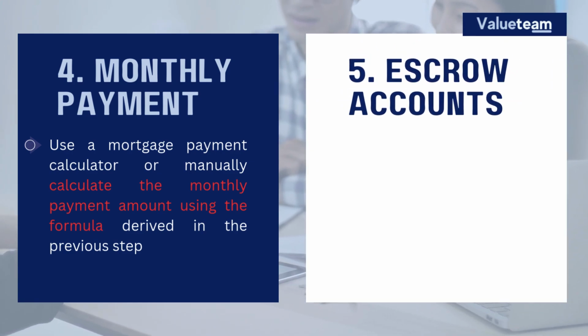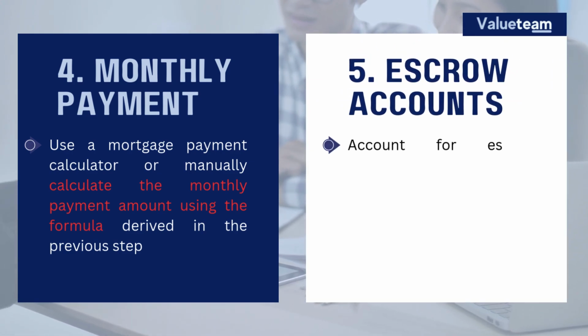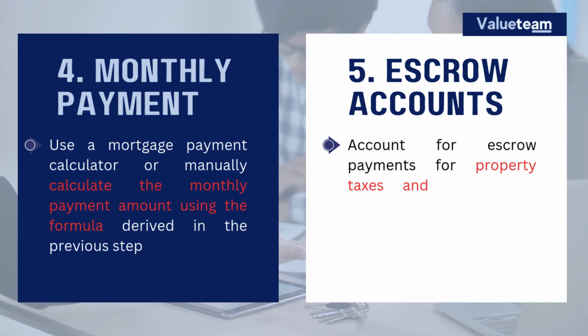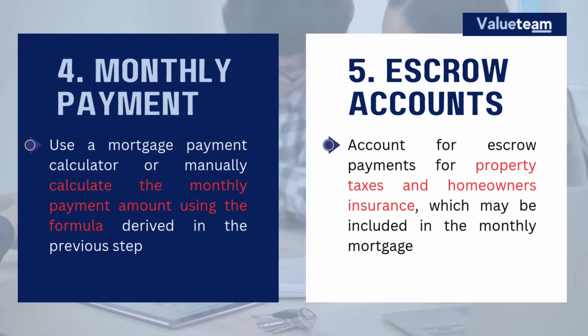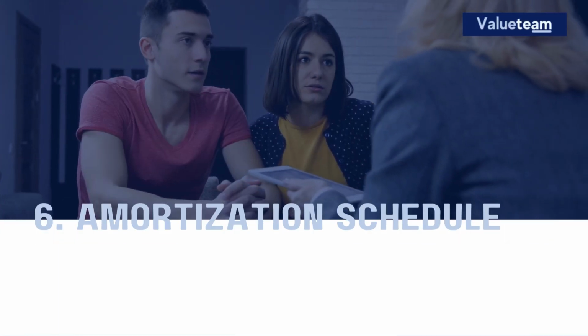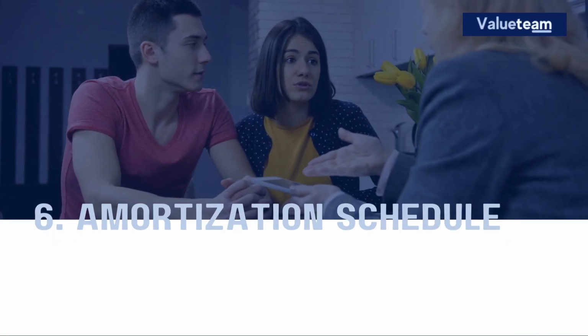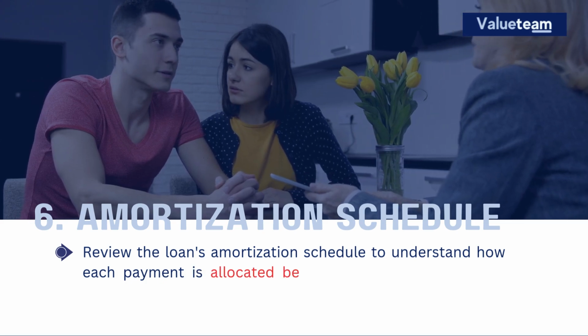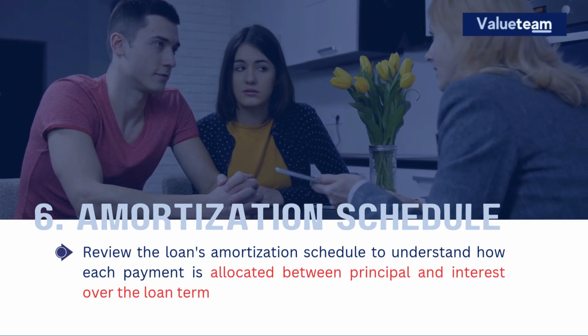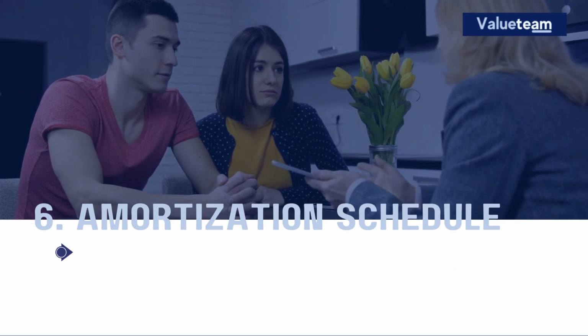5. Consider escrow accounts. Account for escrow payments for property taxes and homeowners insurance, which may be included in the monthly mortgage payment. 6. Review amortization schedule. Review the loan's amortization schedule to understand how each payment is allocated between principal and interest over the loan term.